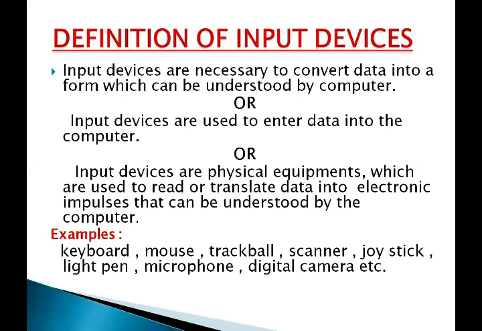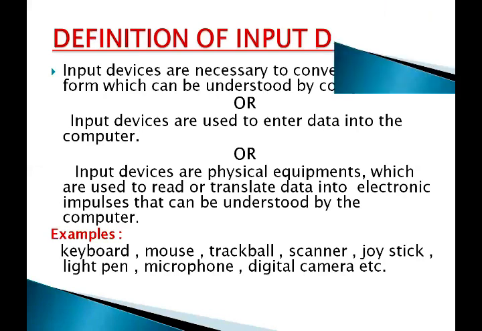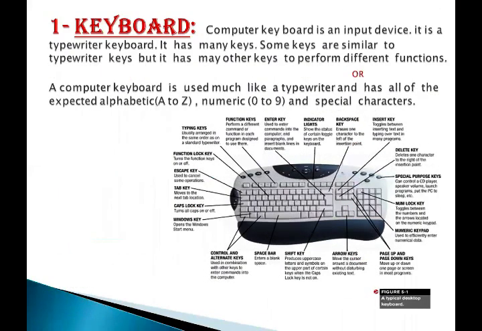Some examples of the input devices are keyboard, mouse, trackball, scanner, joystick, light pen, microphone, digital camera, etc. Now, first one is the keyboard. What is a keyboard? To input data in the form of words and numbers, the most widely used device today is the keyboard. Letter and number keys are arranged like those on a typewriter, but there are also some extra keys and particular key combinations that help us give instructions to the computer.